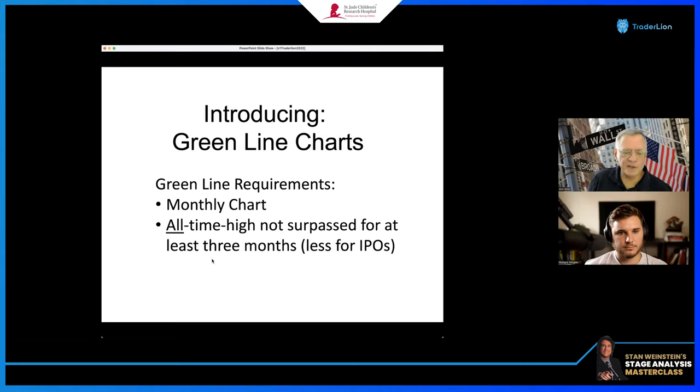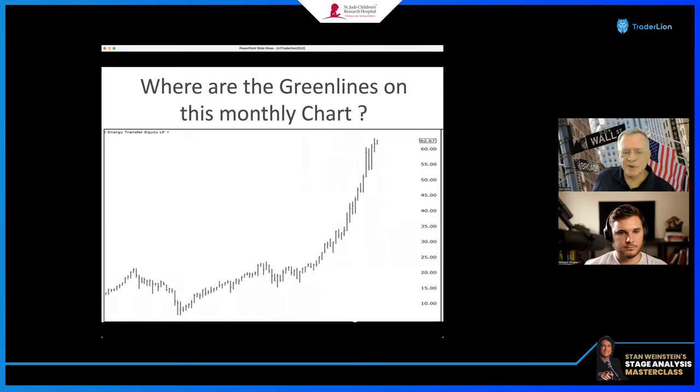The only other thing is I sometimes use less for an IPO. Most of your IPO breaks are like this. The stock goes up, comes down, goes sideways, and then breaks to an all-time high, okay? Now, where are the green lines on this monthly chart? I'll give you 5 seconds to think where you would draw them.